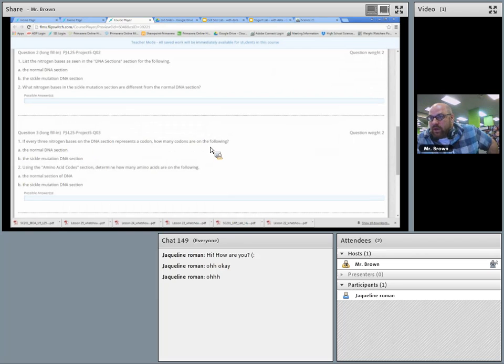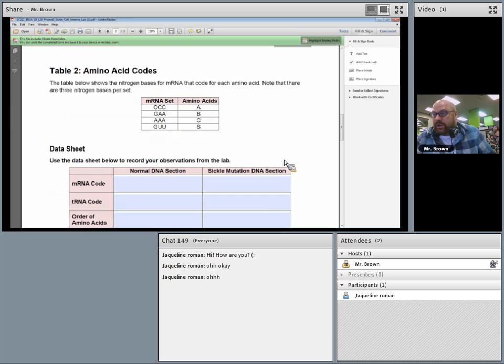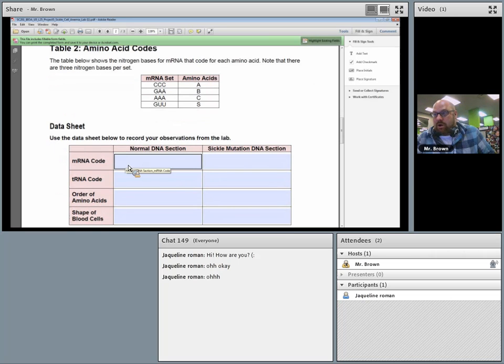How many codons are on the following? 4 each. Use the amino acid code section. How many amino acids are on the following? Using the amino acid section, you're going to fill out your sheet. Go to page 2, and fill out the mRNA code, and then the sickle cell for both DNA strands.